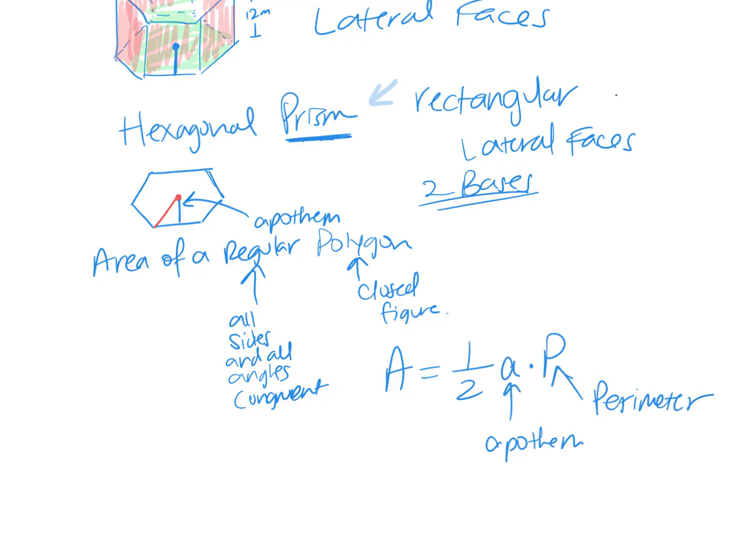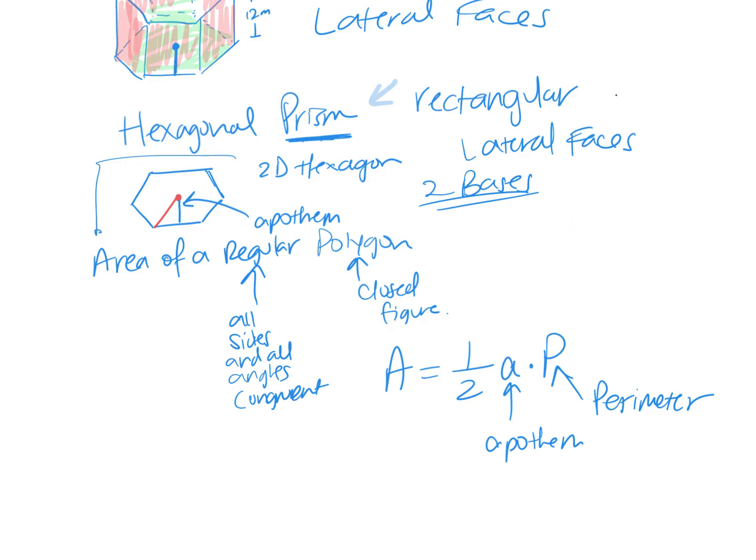Is this for all prisms? No, we're not working with the prism right now. We're working with just the base, the 2D hexagon. This formula is for all polygons, pentagons, hexagons, octagons, anything that has more than four sides. Because if you have a rectangle or a square, you could just do length times width. With a triangle, you do 1/2 base times height for area. But once you get into more than 4 sides, you want to use this formula.